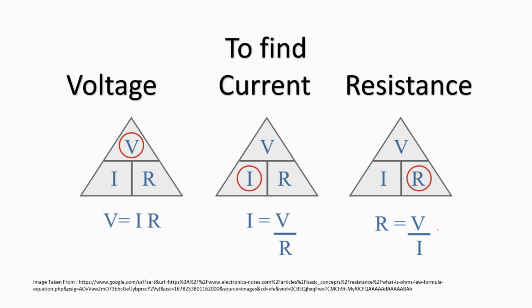So if you have any unknown in your given problem, for example, if you want to find out V, you can use IR as the relationship to find out V. If I is the unknown, you can find it out as V by R. If R is the unknown, we can find it out as V by I. If V and I are not given, but parameters like resistivity, length, and area are given, in that case also, R can be found out as rho L by A.